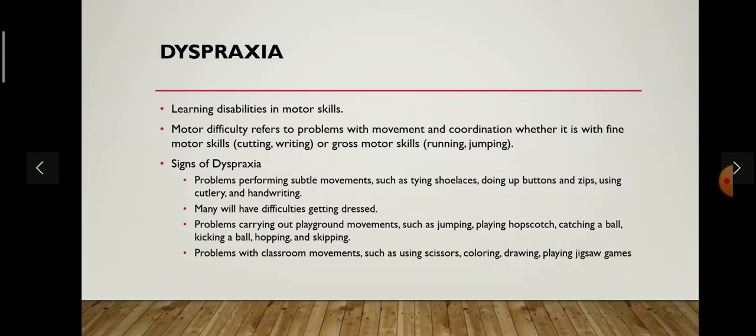And signs of dyspraxia: problems performing subtle movements such as tying shoelaces. Students face problems in tying shoelaces, doing up buttons and zips, using cutlery, and handwriting. Many will have difficulties getting dressed. Problems with classroom movements such as using scissors for any activity, coloring, drawing, playing jigsaw games, and so on.